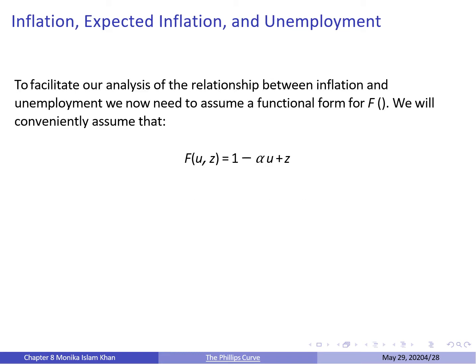To facilitate our analysis of the relationship between inflation and unemployment, we will assume a functional form for f. We will assume that f, which is a function of unemployment rate u and z, is equal to 1 minus alpha times u plus z. This captures the notion that the higher the unemployment rate, the lower is the wage. And the higher the value of z, which is, for example, the more generous unemployment benefits are, the higher is the wage. The parameter alpha here captures the strength of the effect of unemployment on wage.